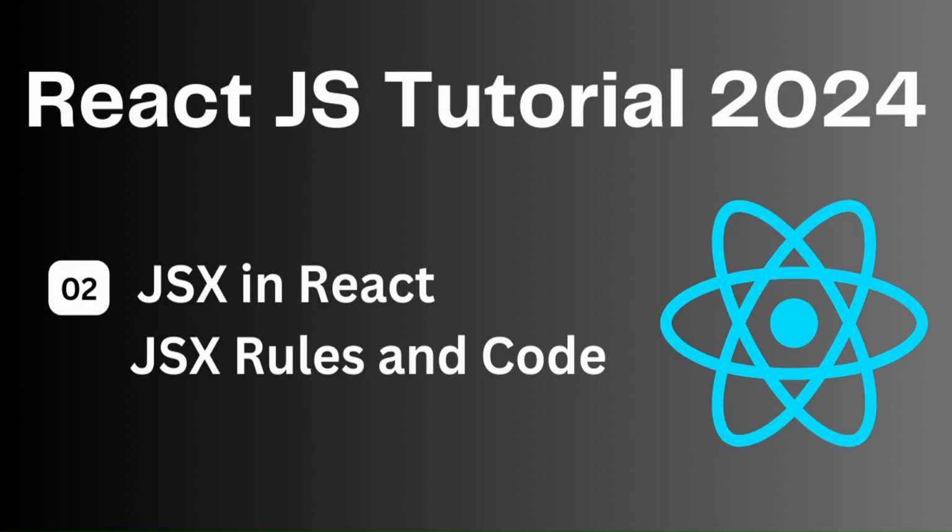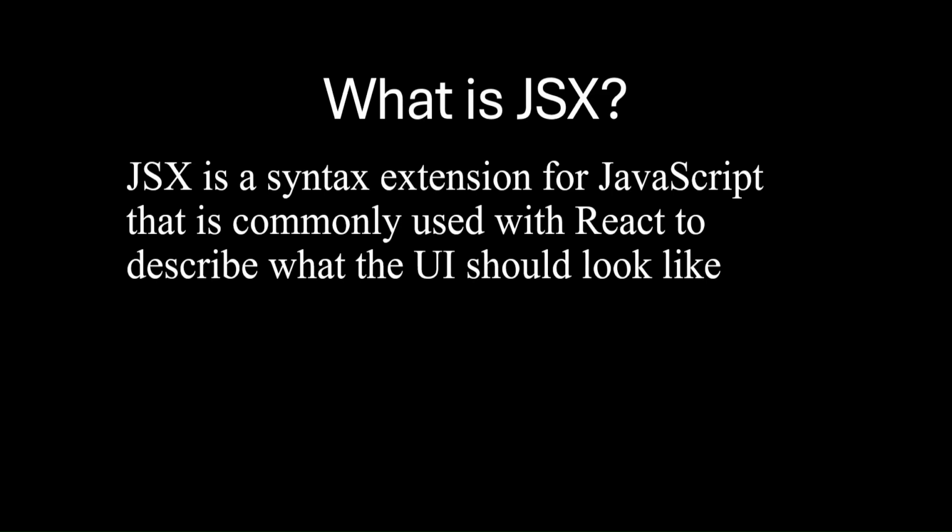In this lesson, we'll learn about JSX in React. What is JSX? JSX, which stands for JavaScript XML, is a syntax extension for JavaScript that is commonly used with React to describe what the UI should look like. It allows developers to write HTML-like code directly within JavaScript, which can then be transformed into React elements.